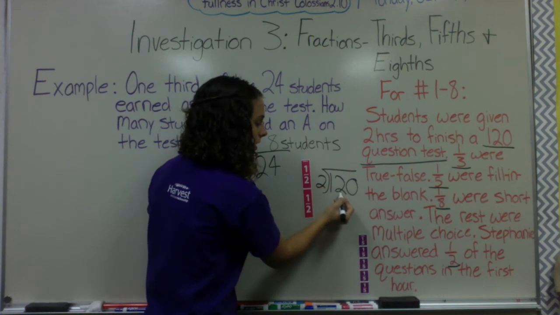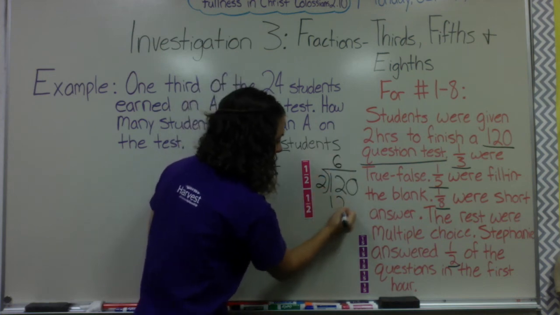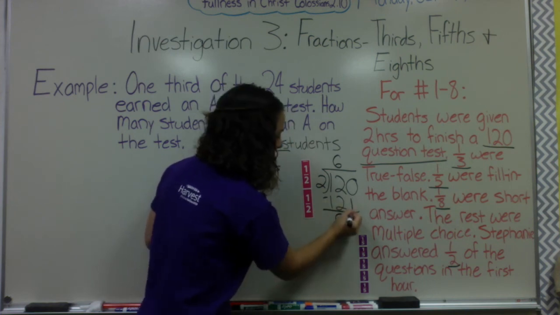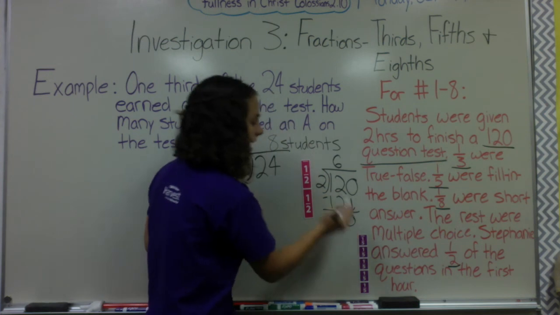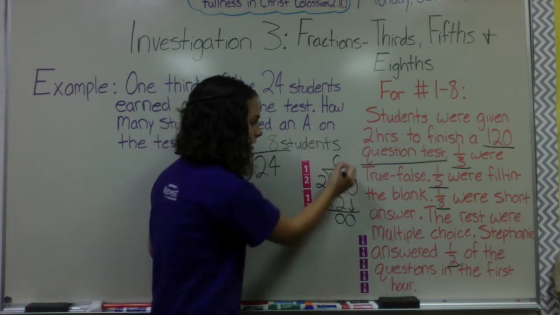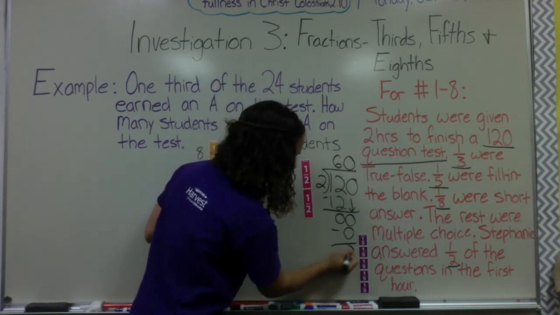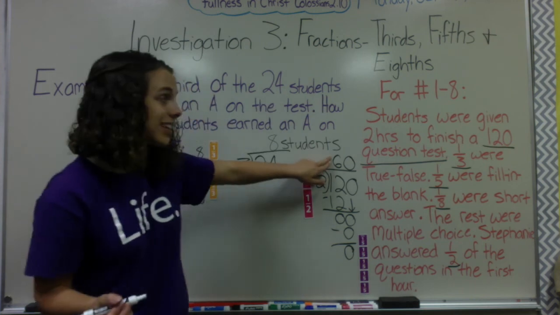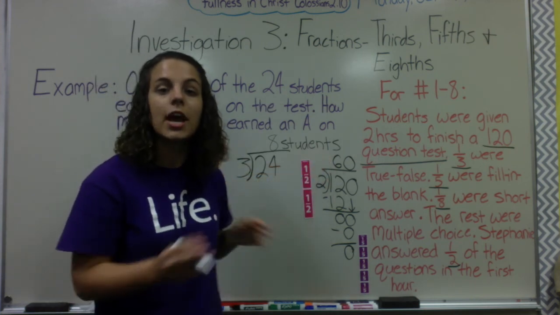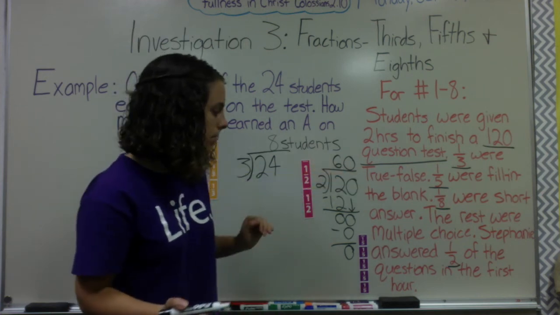2 goes into 12 6 times, and 6 times 2 is 12, so that's what I subtract. I'm left with 0, but I still need to bring down my next digit, which is 0. After I bring it down, I divide again. How many times can 2 go into 0? It can't, so I put a 0 up top. Subtract 0, still left with 0. There's no remainder. So that means 60 questions is half. That means she completed 60 questions during the first hour of the test. And I would label it, I ran out of room here.